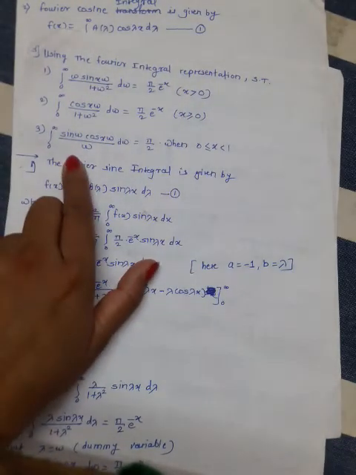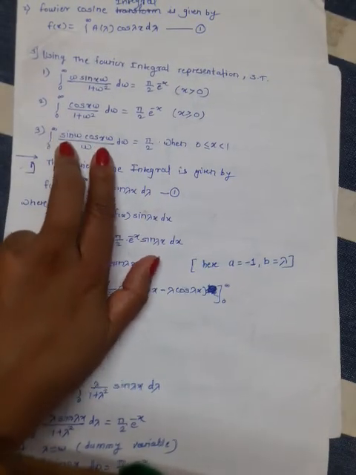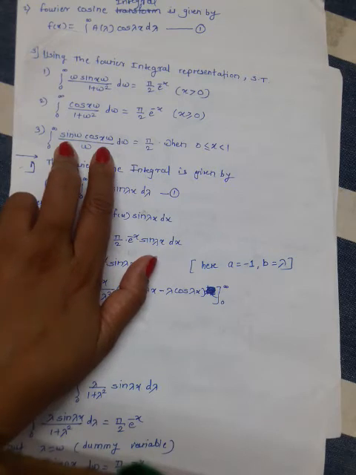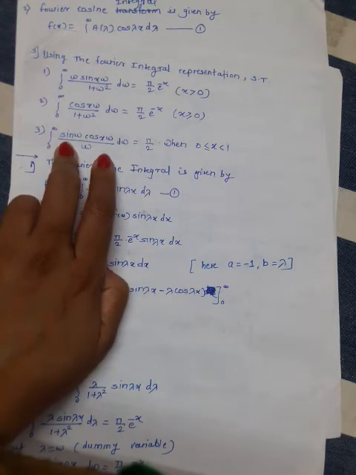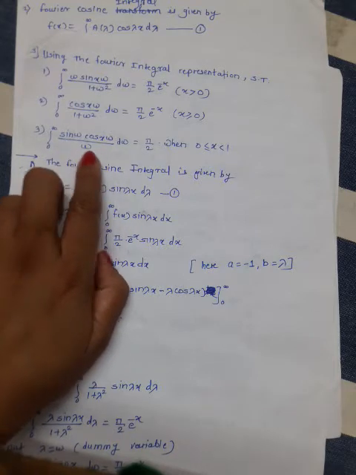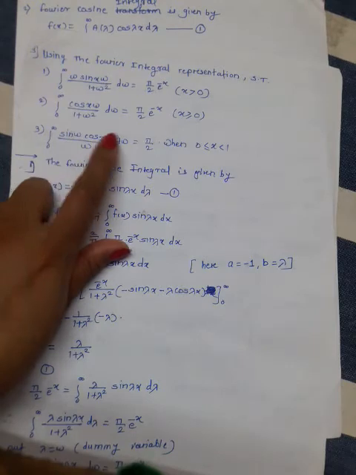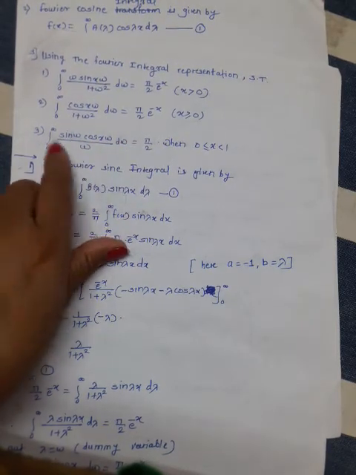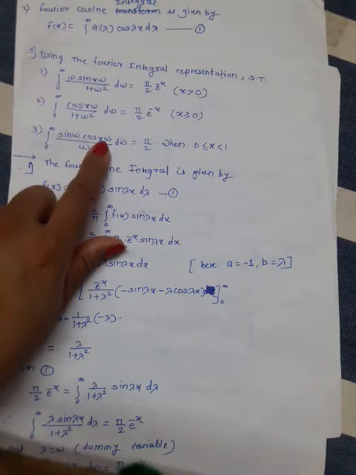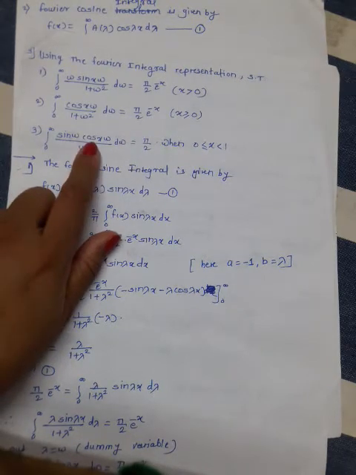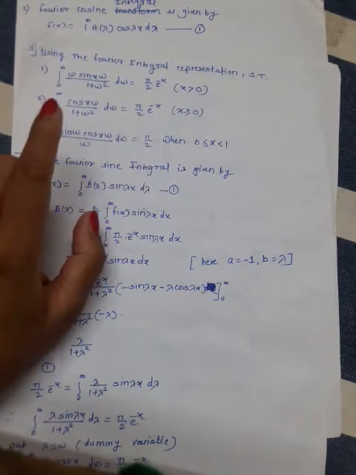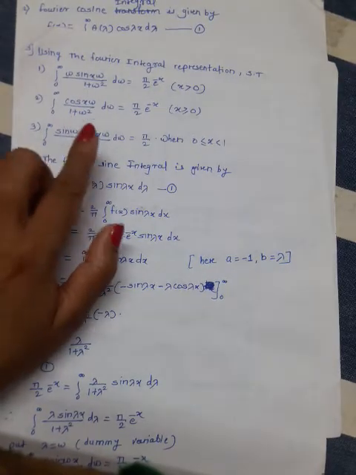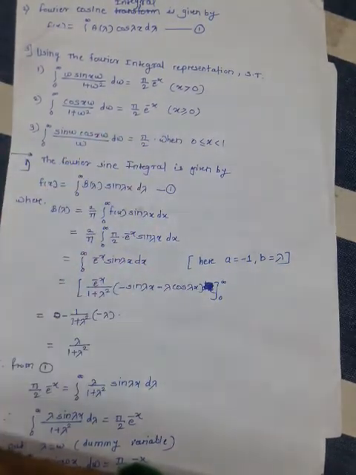Our third integration consists of both sine and cos. That's why the question arises: which Fourier sine or cosine integral do we have to use here? See, here sine omega is there and integration is with respect to omega. But apart from omega, which variable is there? X. And it is present in the cos, that's why we have to use the Fourier cosine integral formula. Okay.